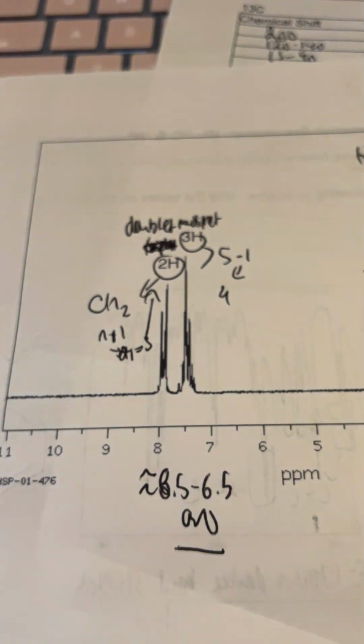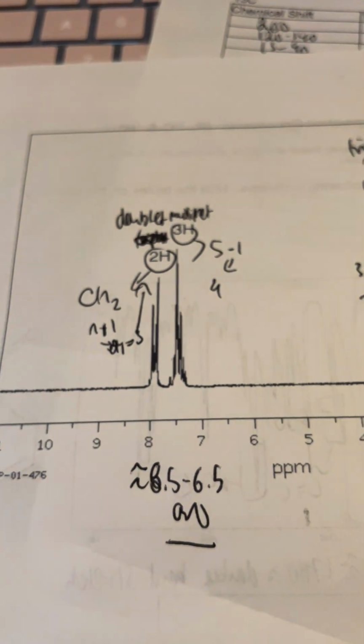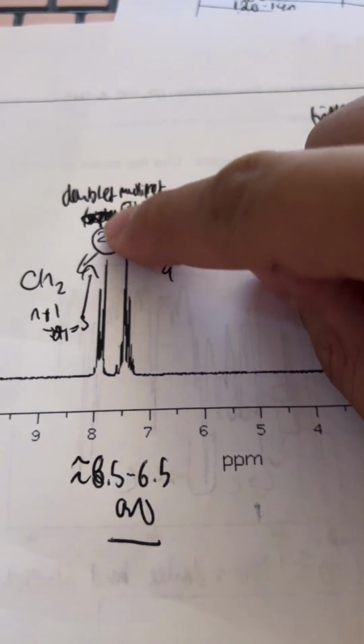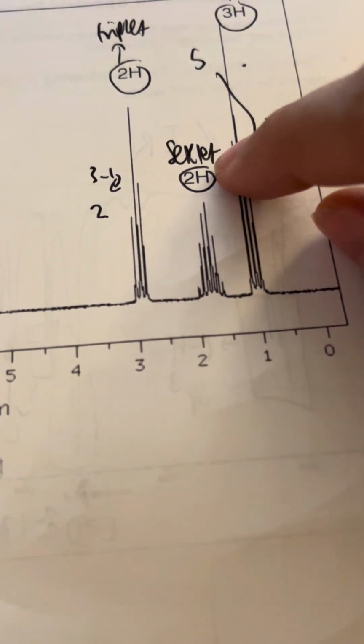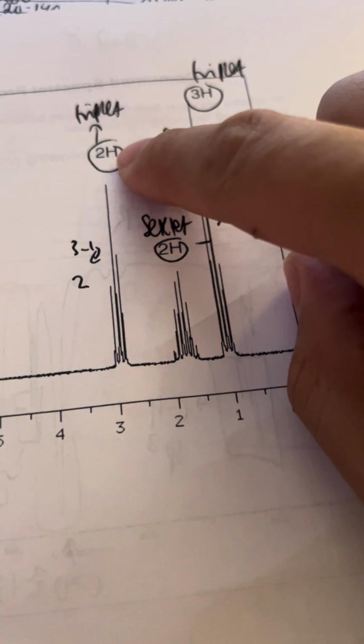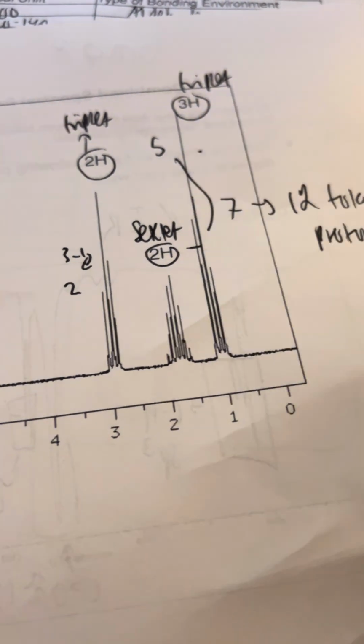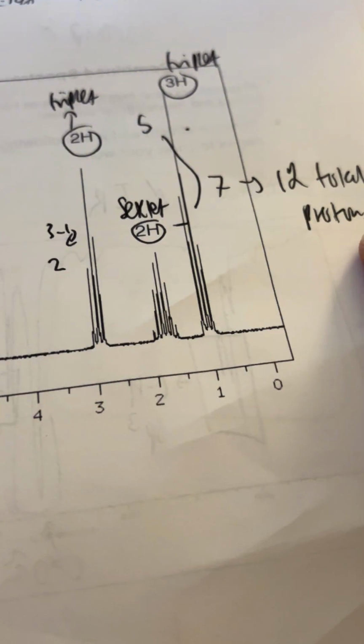So for the multiplicities, it was going to be 2H here, so there's 2 protons, 3 protons, which gives me 5, 2 more, which gives me 7, 2 more, which gives me 9, and 3 more, which gives me 12. So that's going to match up the total of protons.